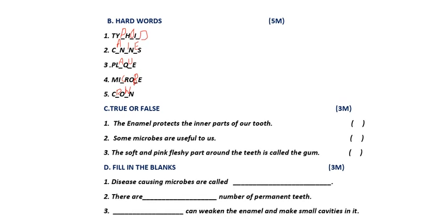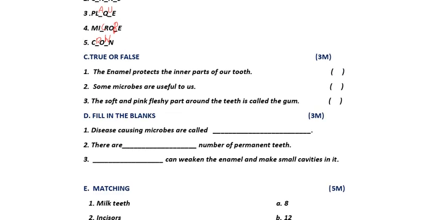Now moving to the true or false. C bit. What they have given here? Read the question: the enamel protects the inner parts of our tooth. Enamel will protect all the inner parts of our tooth. That answer is true. So I am writing here T.